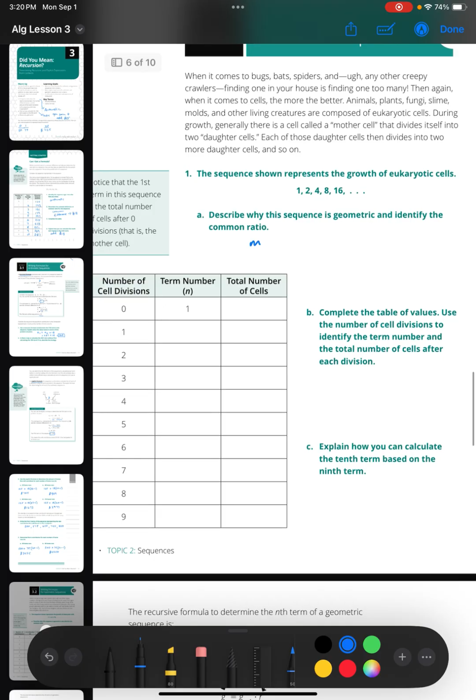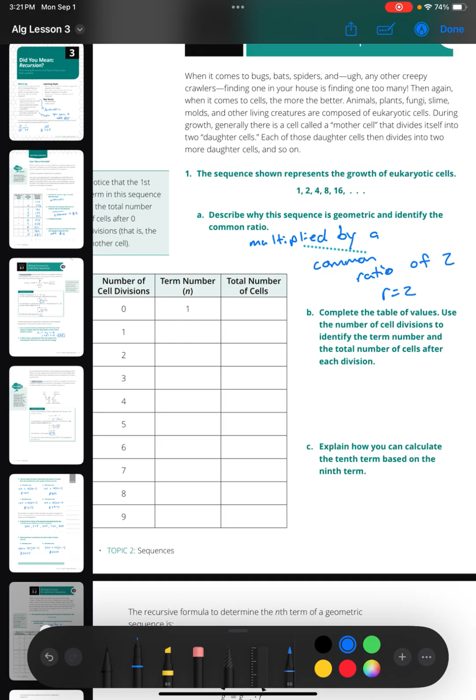It's because it's multiplied by a common ratio of 2 in this case. So R equals 2. Let me rewrite that. My pen blurred a little on me there. So R equals 2.